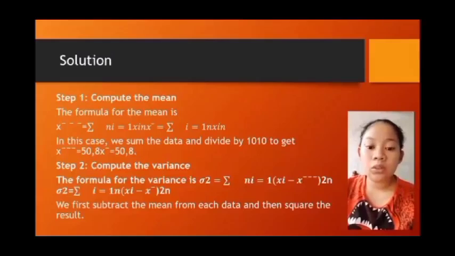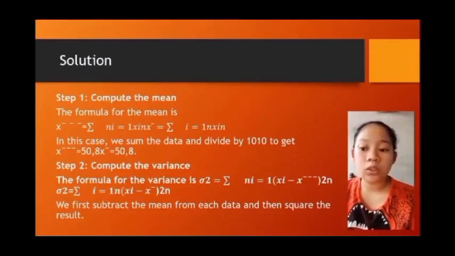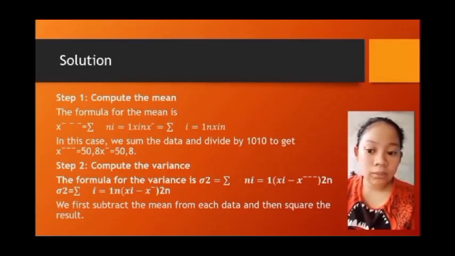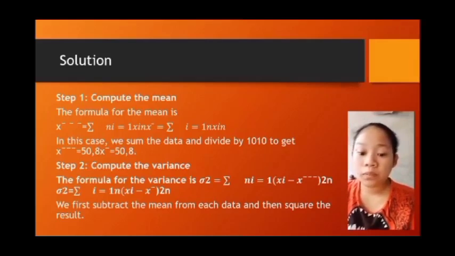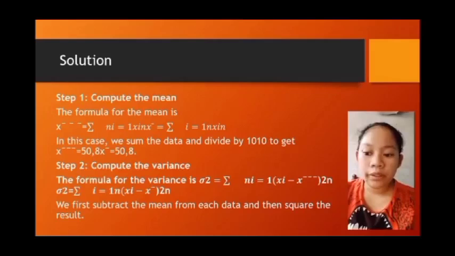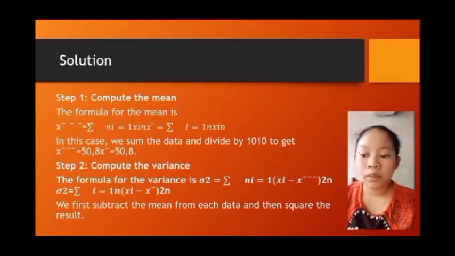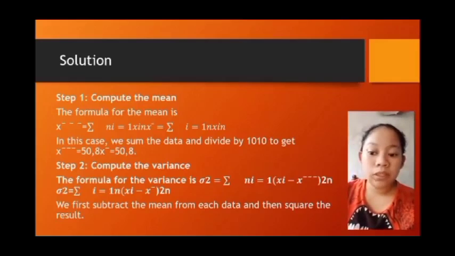This is how to compute the mean and the variance. Step 1: compute the mean. In this case, we sum the data and divide it by 10 to get x bar equals 50.8. Step 2: compute the variance. The formula for the variance is sigma squared equals the sum from i equals 1 to n of (xi minus x bar) squared, over n. So, we first subtract the mean from each data value and then square the result.